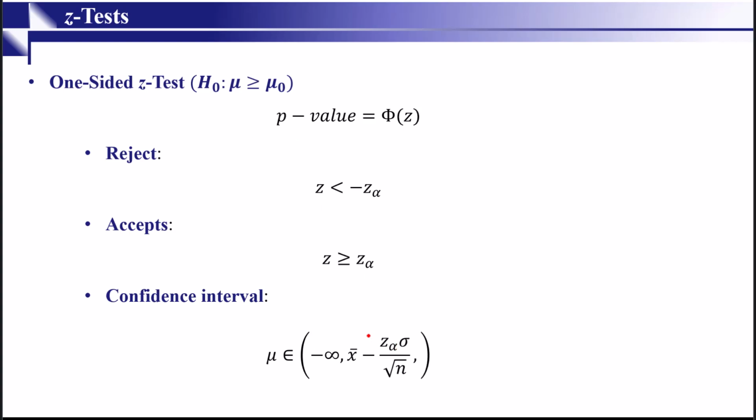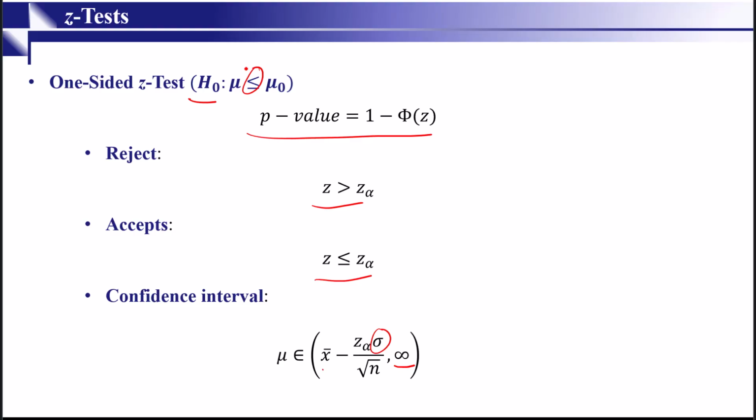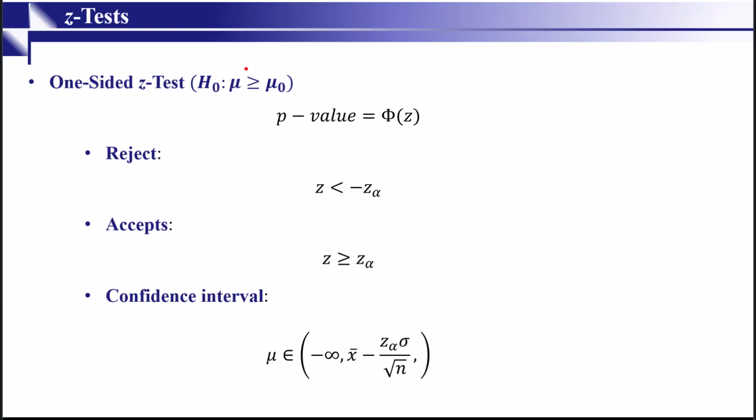And we have the same case where this changes. So in this case, we have mu less than or equal to mu 0. In here, we have mu greater than or equal to mu 0. Then the p-value is equal to phi of z. So a size alpha test rejects the null hypothesis when z is less than or equal to minus z alpha, and accepts the null hypothesis when z is greater than or equal to minus z alpha.